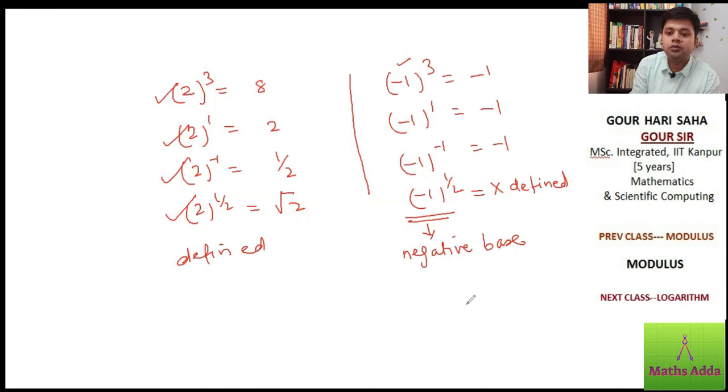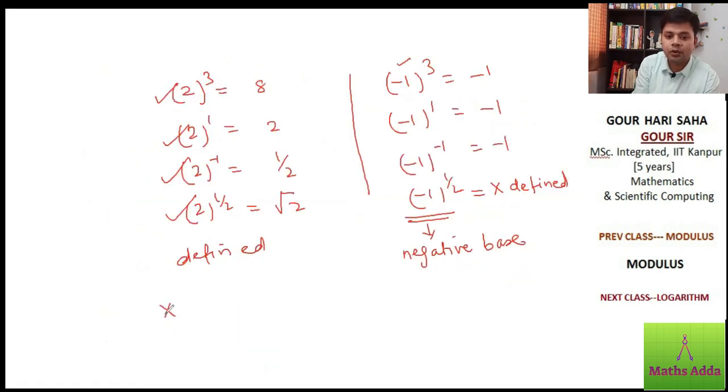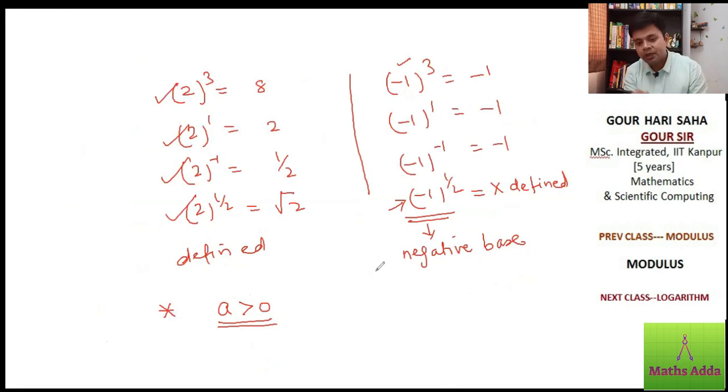So what we do, before doing all these laws of exponent formulas, we ensure that base a is positive. So what is important? Base a, it is positive. This is a must for laws of exponent. If base is negative, this can be troubling, and that's why we don't consider this into laws of exponent properties.